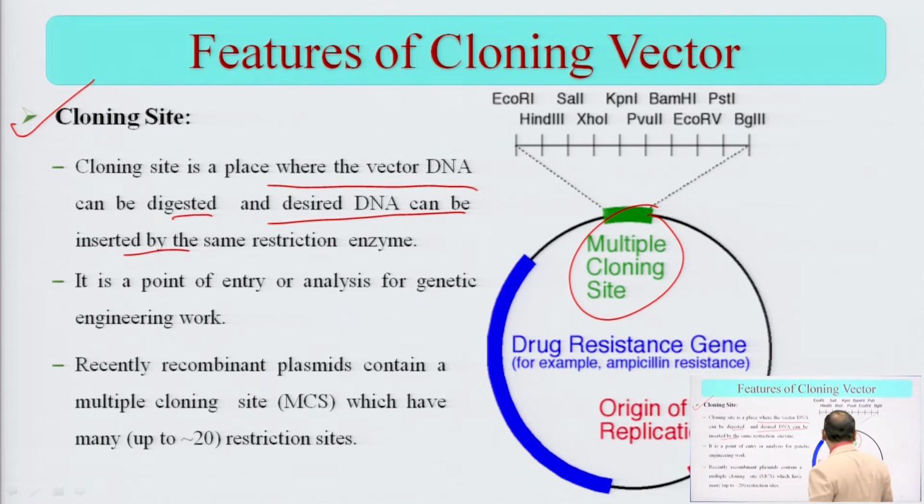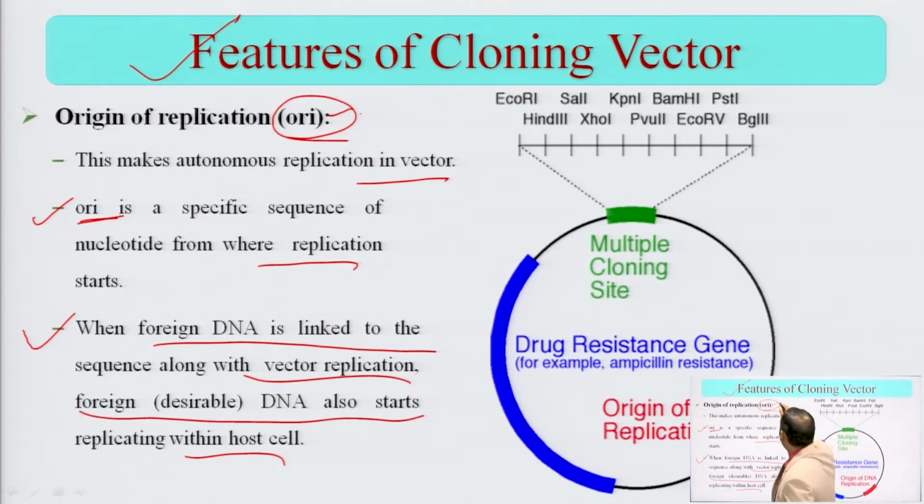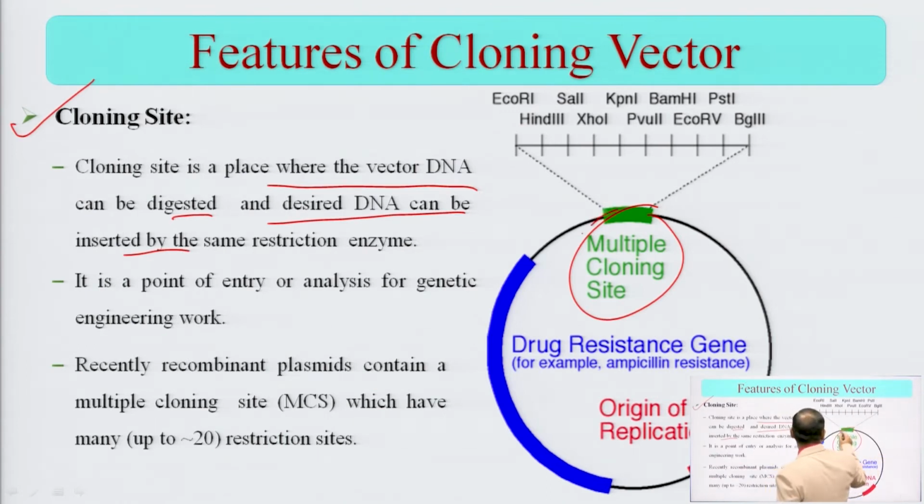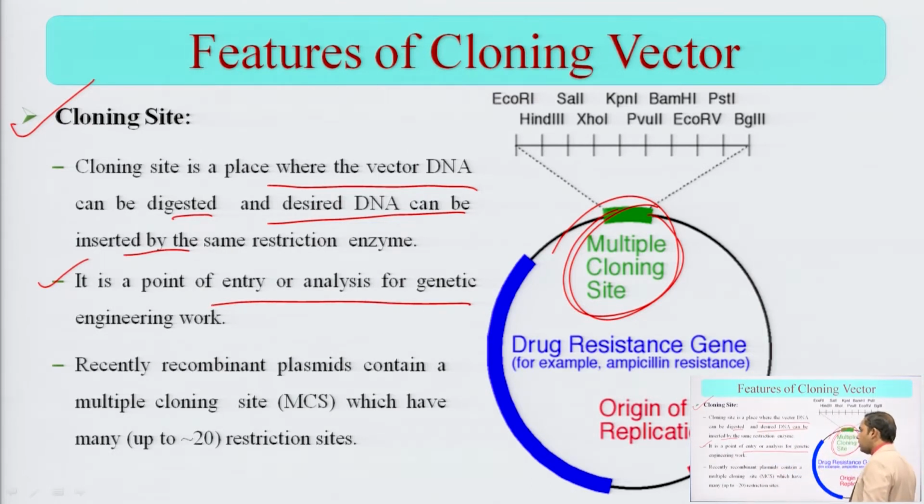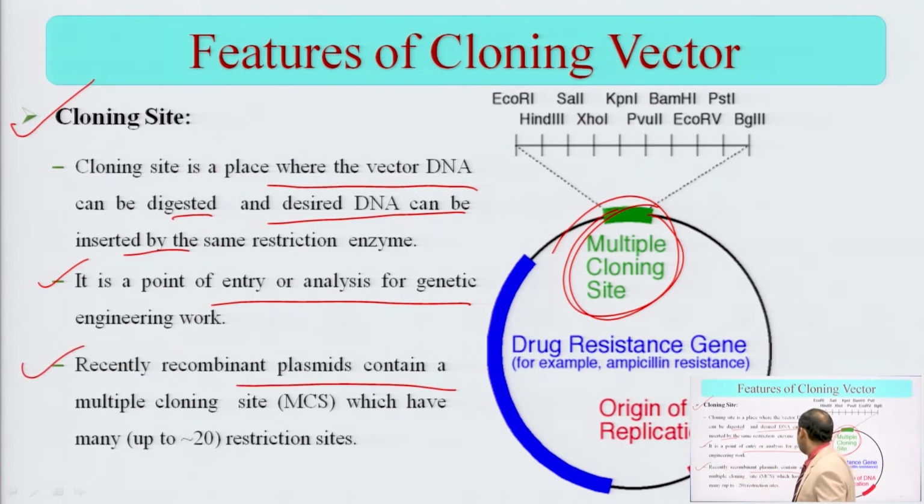So, it was the ORI I was mentioning in my previous slide. This is the ORI, and this area is the multiple cloning site. It is a point of entry for analysis in genetic engineering work. Basically, lots of enzymes work together here, and it is analyzed how it is happening. Everything starts from here.